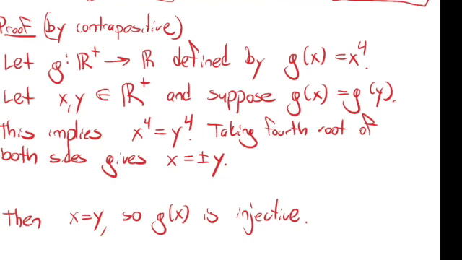If we were talking about all of the real numbers, this would not be true. We wouldn't be able to claim that this is injective. But since we know that x and y are both positive numbers, they have to have the same sign. And so that would connect us to then x has to equal y.